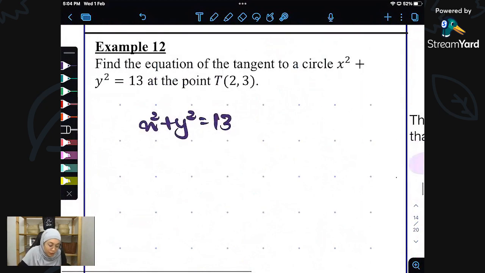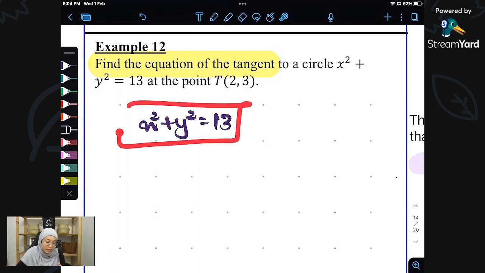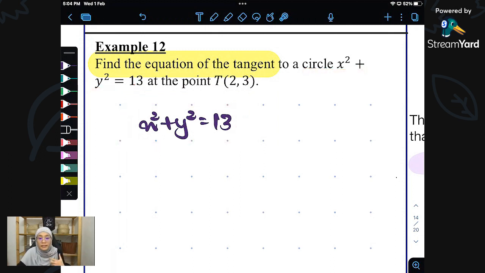Okay, so let's have a read at this question. Find the equation of tangent. Highlight this phrase. Find the equation of tangent to the circle x squared plus y squared equals 13 at the point (2, 3). So here is my equation of circle given from the question. It will always be given to us, the equation of circle. You don't have to worry.